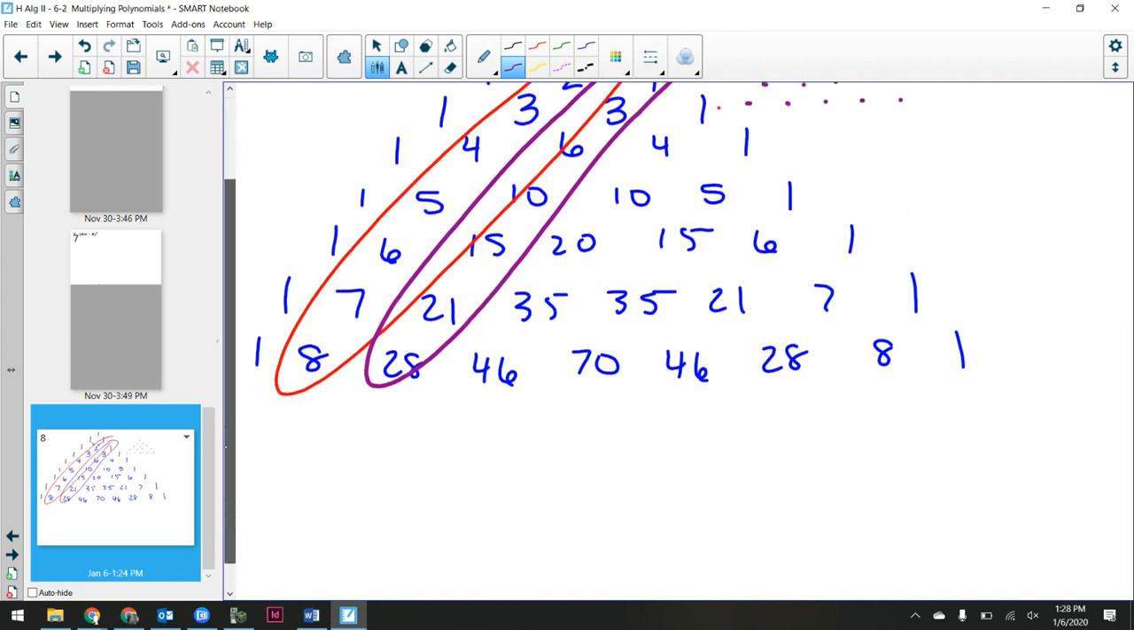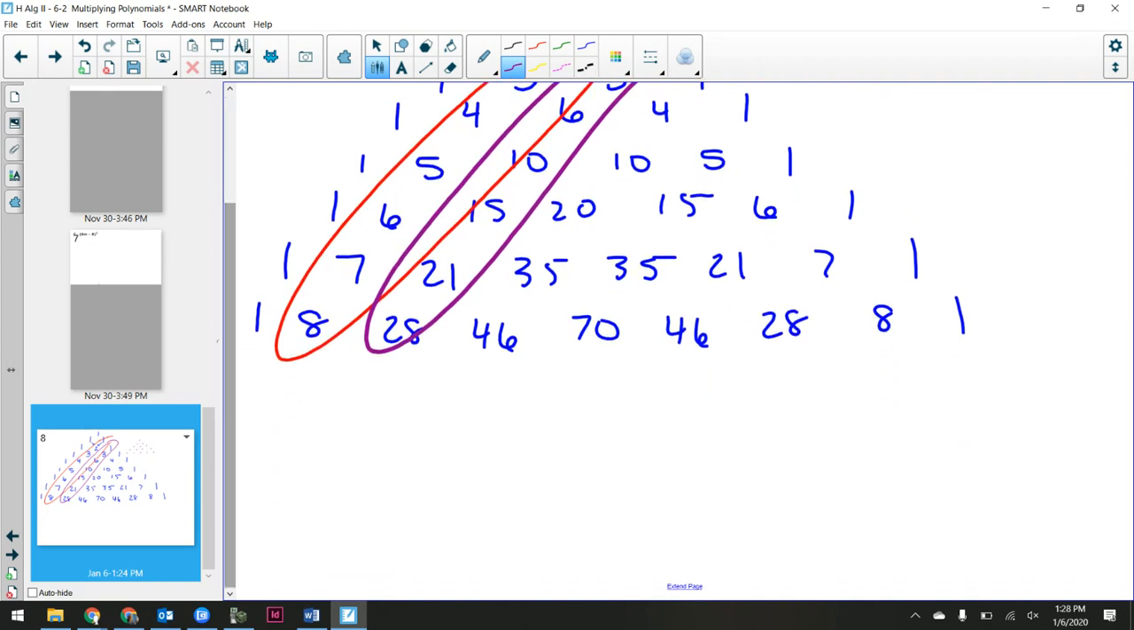If I take a plus b and I raise it to the 8th power, if I take a plus b and I raise it to the 8th power, yes?